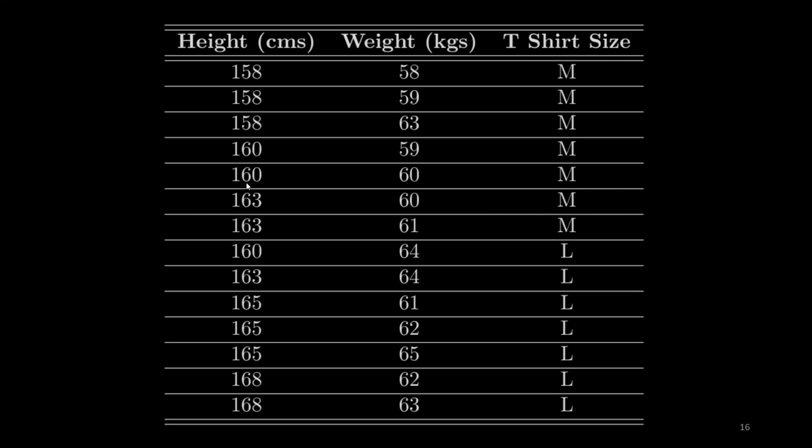Now, these are the heights of the customer and these are the weights of the customer. Based on the height and weight of the customer, we will decide the size of the t-shirt. For instance, if the height of the customer is 158 centimeters and weight is 58 kilograms, then we will assign a medium size t-shirt to that customer. Similarly, if the height of the customer is 160 centimeters and the weight is 64 kilograms, in that case, we will recommend the large size t-shirt to the customer. So this is the t-shirt dataset. Based on the height and weight of the customer, we recommend the size of the t-shirt to the customer.